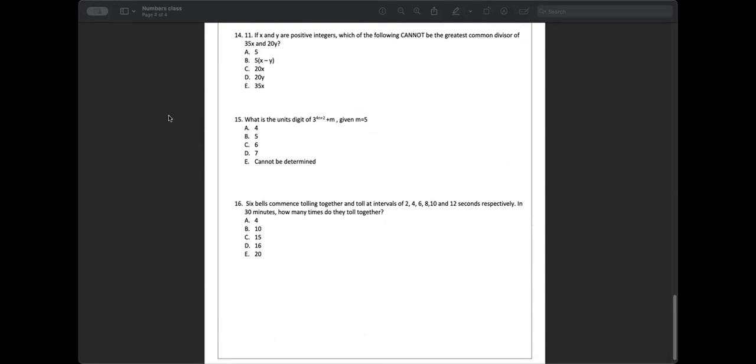The units digit of this m is equal to 5, and 3 raised to power 4n plus 2. One thing must also be given here, that n is a positive integer. That must also be there. So, 3 raised to power 4n plus 2.